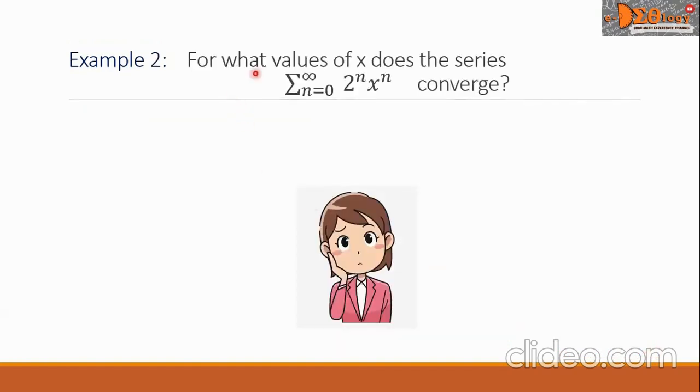Example 2. For what values of x does the series summation from n equals 0 up to infinity of 2 raised to n times x raised to n converge?